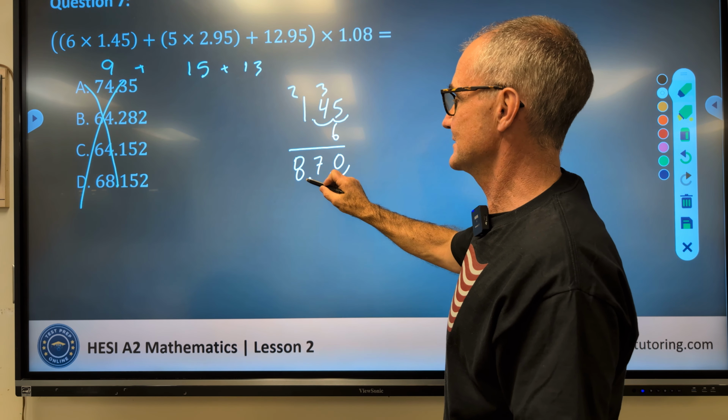Then I'm going to do this 2.95 times 5 over here. 25, carry the 2, 47, carry the 4, 10 plus 4, 14. Decimal place is over 1, 2, so I have 14.75. And then I have plus 12.95. So now I've done my multiplications.